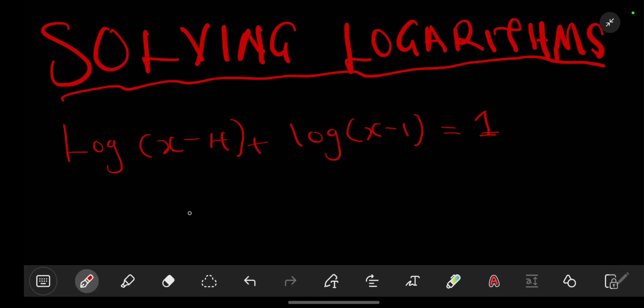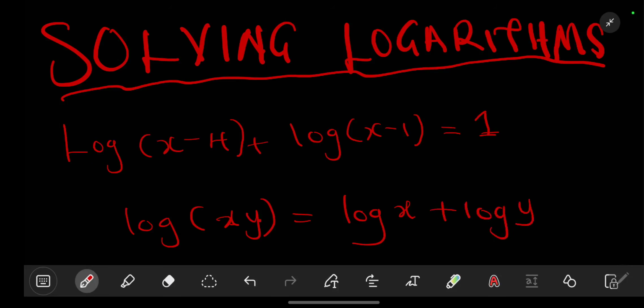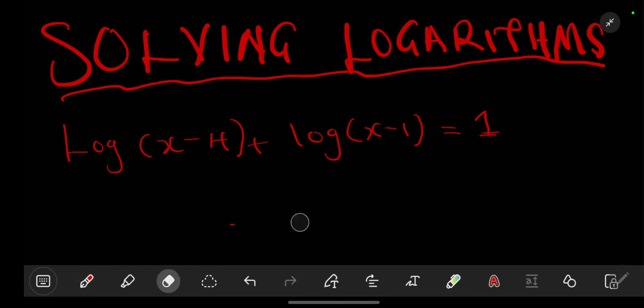So remember the rules of logarithms. If you have the log of x times y, this one is the same as having the log of, you can split this and say x. Since these are multiplying, you're going to say plus the log of y, like that. So now in this case, since we have two numbers, you're going to pick one log and write the log of, then these two you're going to multiply. It will be x minus 4.